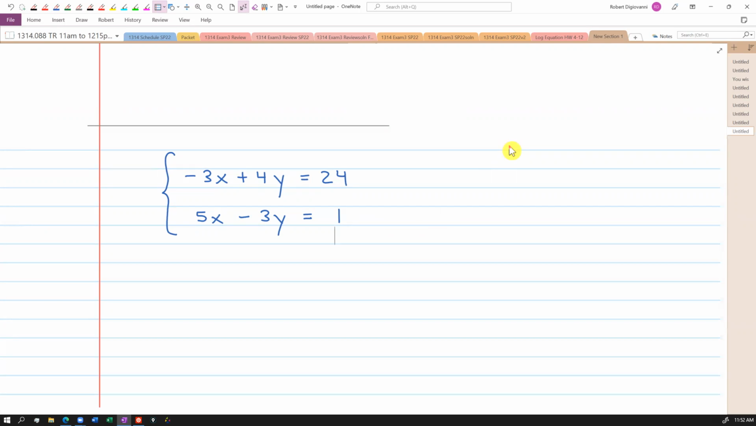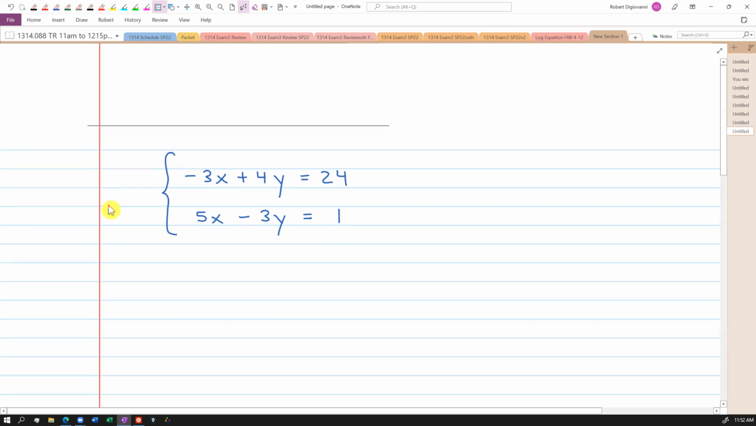Well, think about substitution. Do you feel like solving this one or this one for y? They both kind of suck, right? Because this one has a 4 in front and this one has a -3. So if we do substitution, we're going to wind up having fractions. We're not going to be able to avoid it. Does that make sense to you?